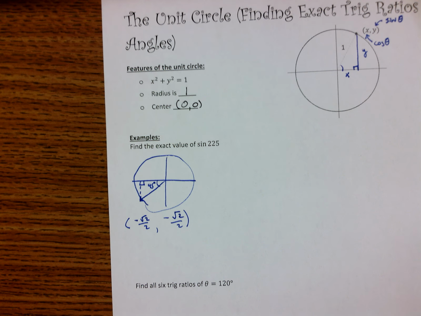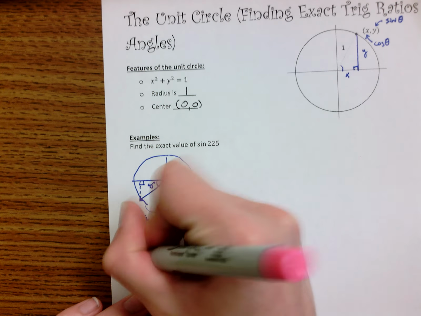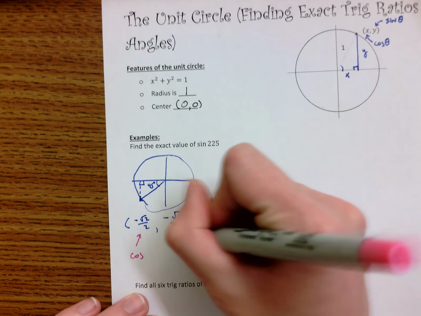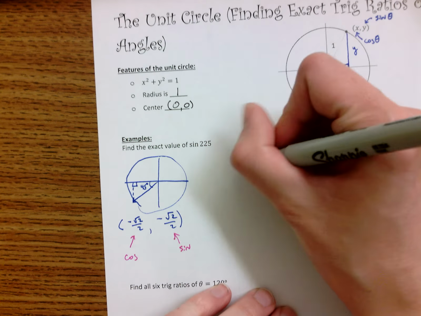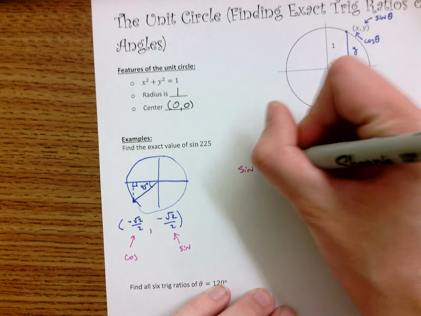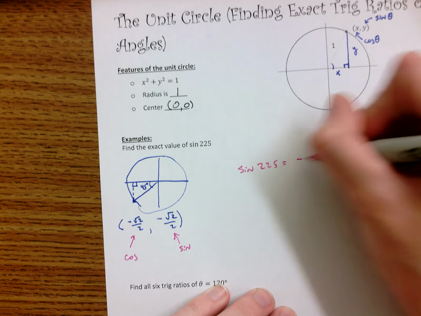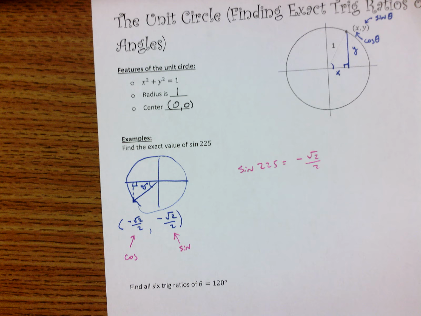All right, now that we know the coordinates of that point, that's going to make this pretty easy for me. If I want to find the sine, I just have to remember that this one is the cosine and this one is the sine. And that's it. So what's the sine of 225 degrees? Well, the sine of 225 degrees is going to be negative root 2 over 2.